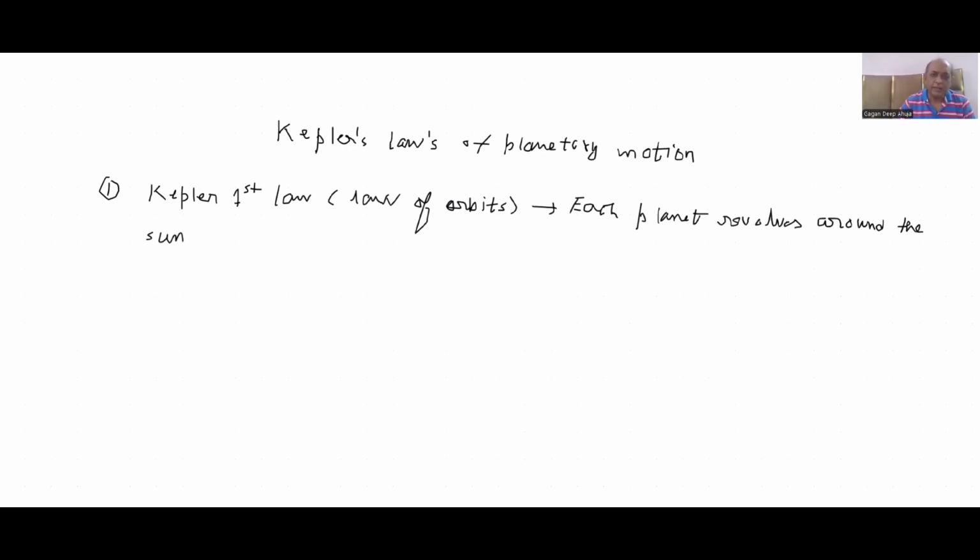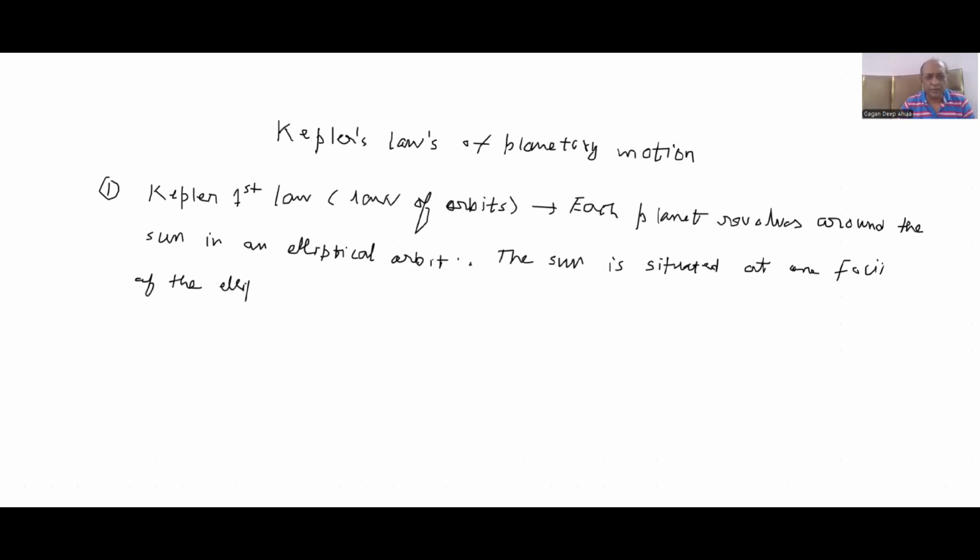In an elliptical orbit, and the sun is situated at one foci of the ellipse. So this is Kepler's first law, which is also called the law of orbits.